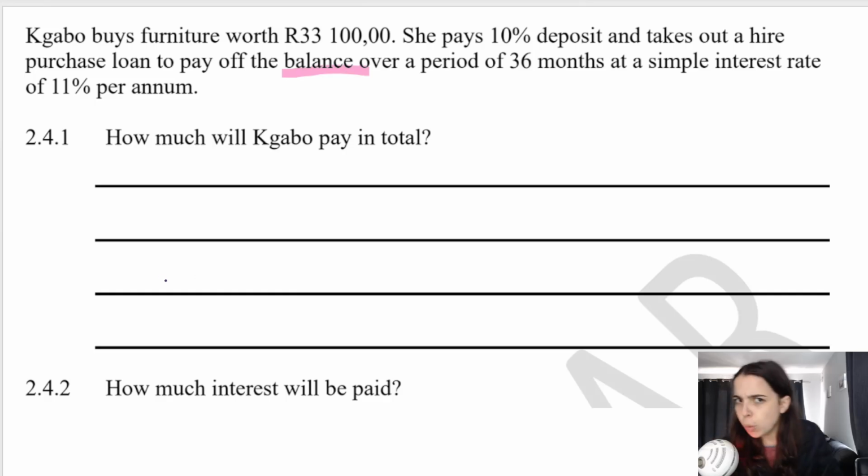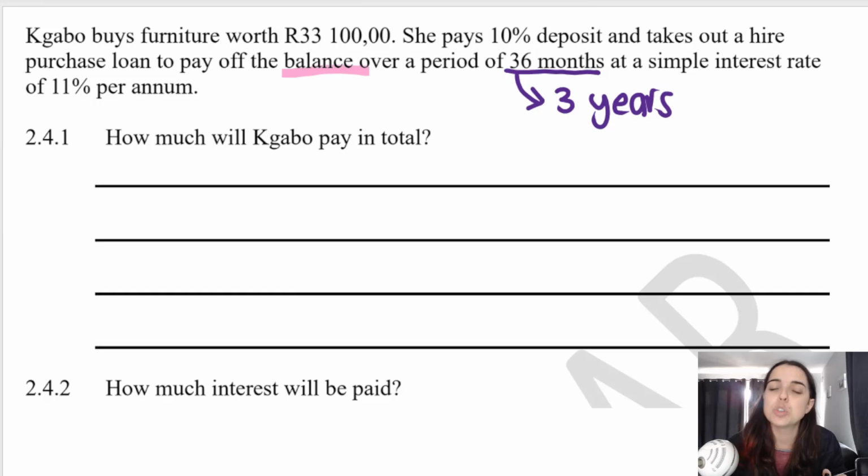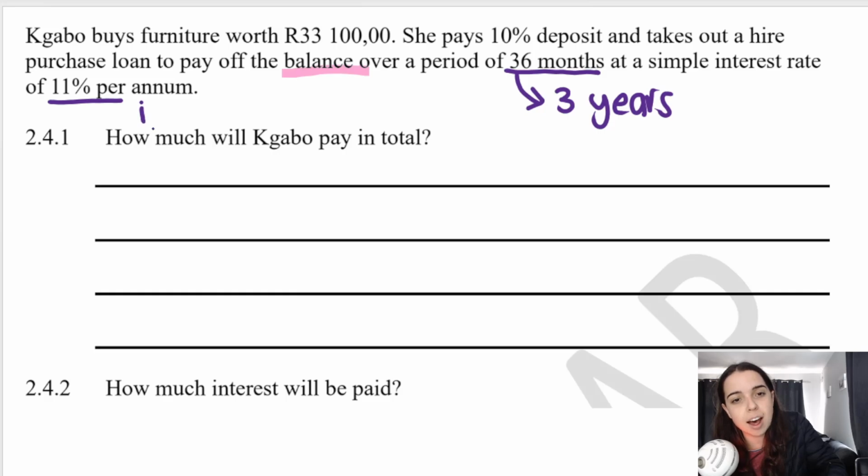And it says, how long are we taking to pay off the balance? 36 months. So 36 months. How many years is 36 months? That is 3 years. How do I know that? Because 36 divided by 12, there's 12 months in a year. And this is the simple interest rate. That is I. So in my formula, I is 11%. N, number of years, is 3. I still need to work out what P is. So how much will I have to pay in total?